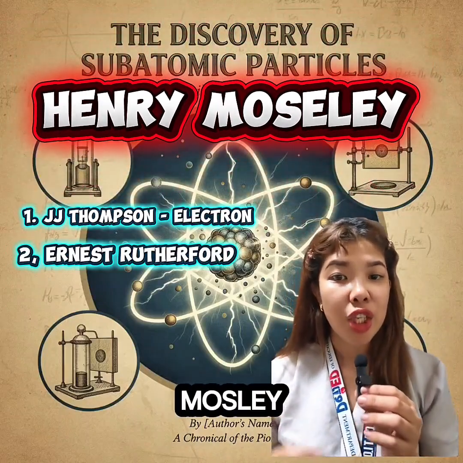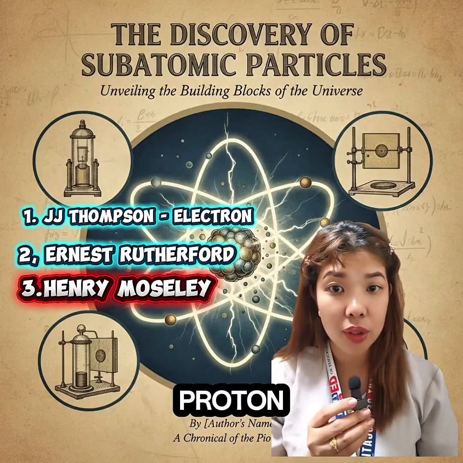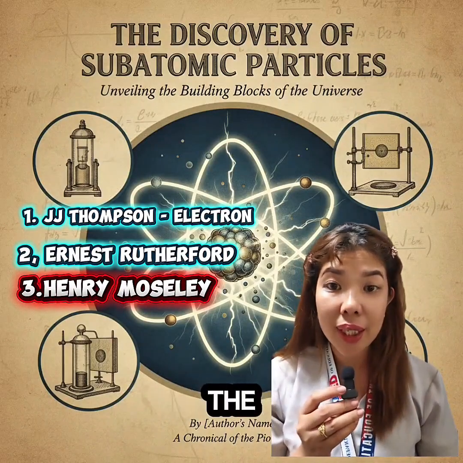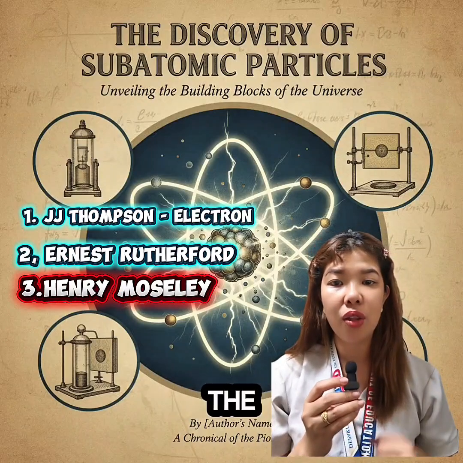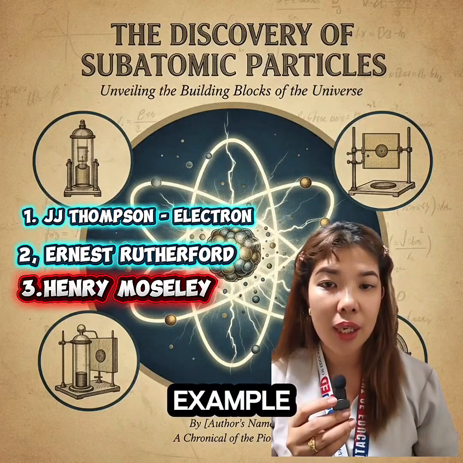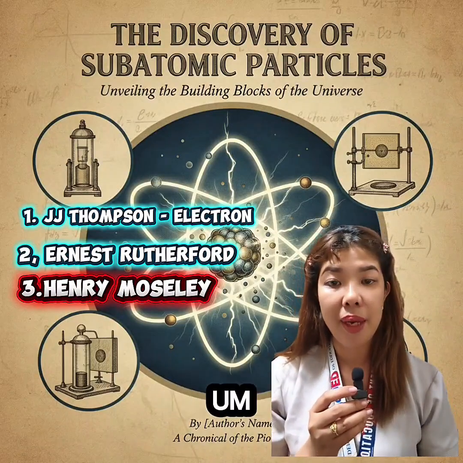Si Moseley, siya yung nakadiscover na each element has a unique number of protons. This led to the modern periodic table arranged by the atomic number, not the atomic mass. Now, he proved that the atomic number of protons defines the identity of an element. Example, an element that consists of one proton, that is hydrogen.